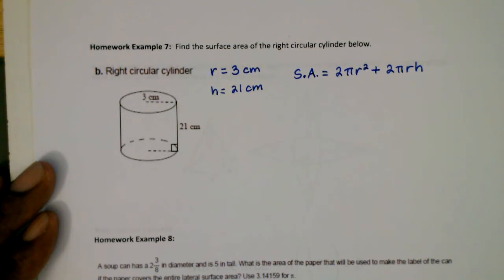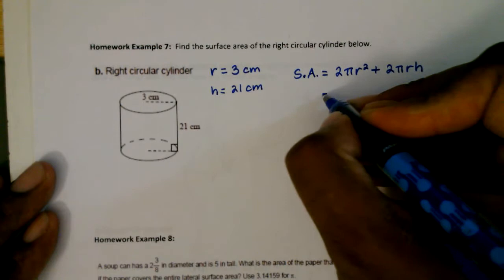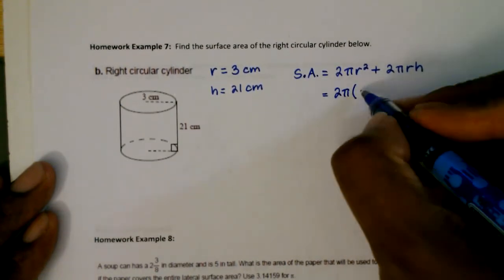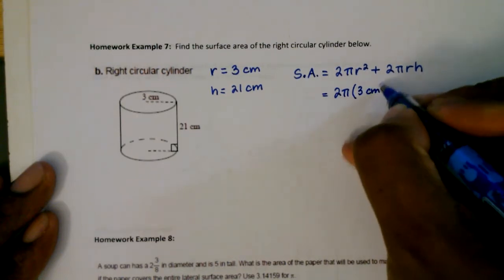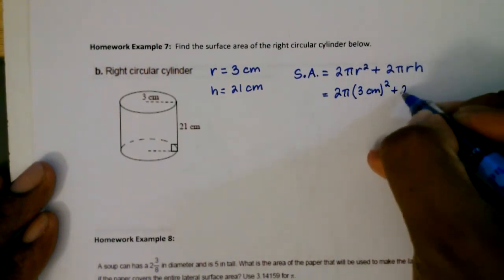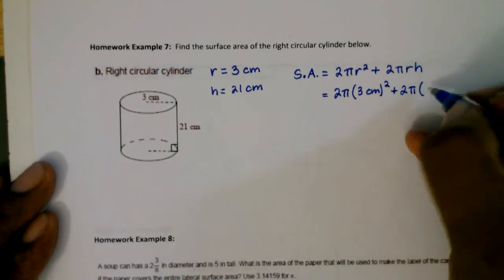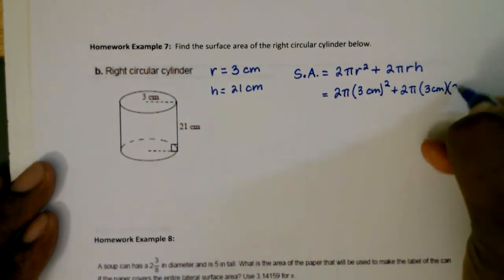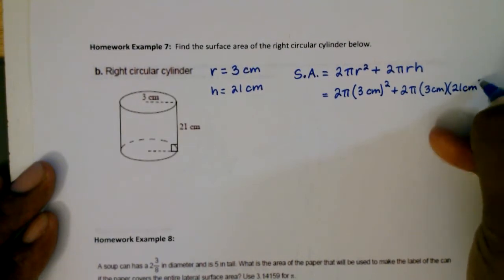Now we're going to leave our answer in terms of pi. So when we substitute the r with 3 and the h with 21, we'll have 2 pi times r, which is 3 centimeters, squared, plus 2 pi times the radius, which is 3 centimeters, times the height, which is 21 centimeters.